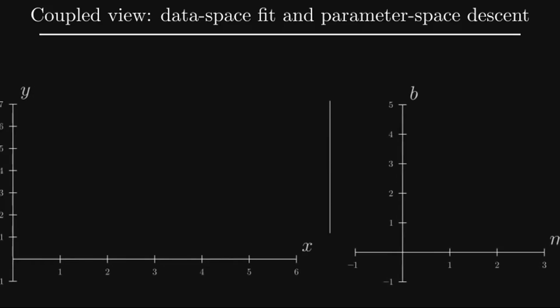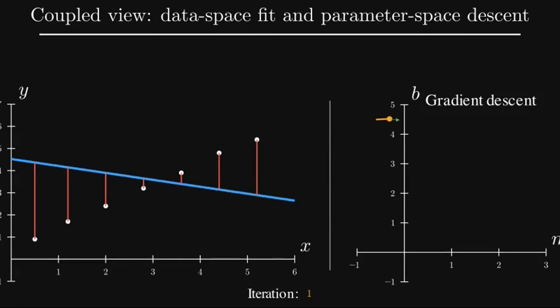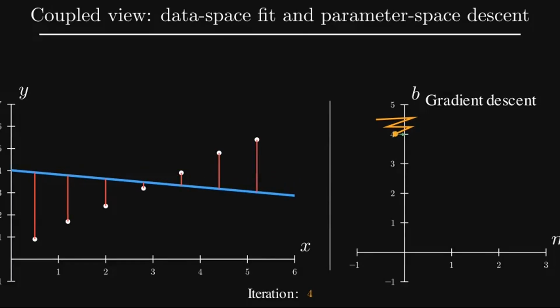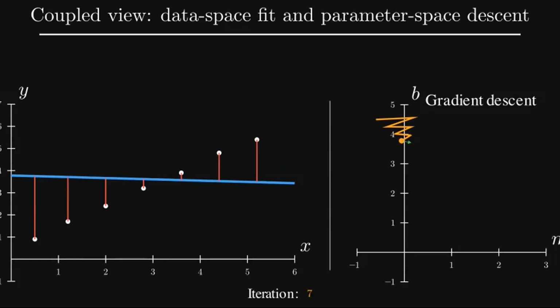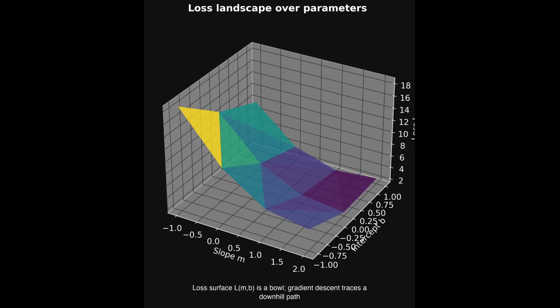Now watch training as pure geometry. Each step computes the slope of the loss with respect to the parameters, then takes a small step in the opposite direction. The blue line on the data plot updates and the residuals shrink. At the same time, a dot moves across the parameter plane, tracing a path toward the minimum. To make the landscape visible, lift the loss into a third dimension. Every pair of parameters becomes a height, the loss. This surface is a bowl, but not a perfectly round one.